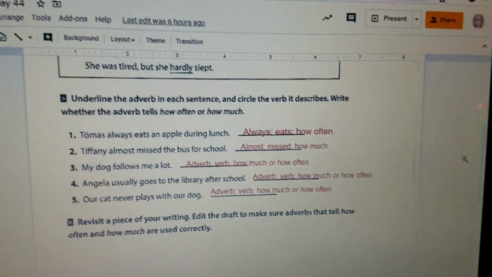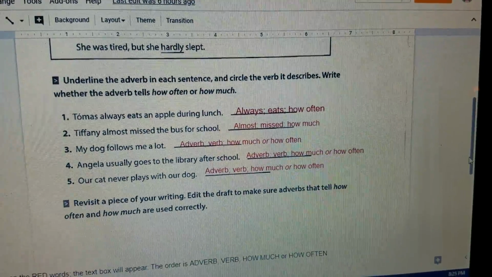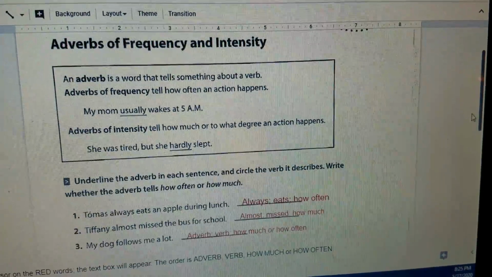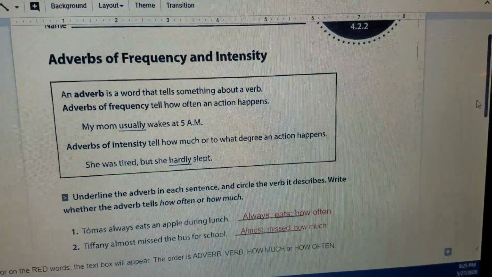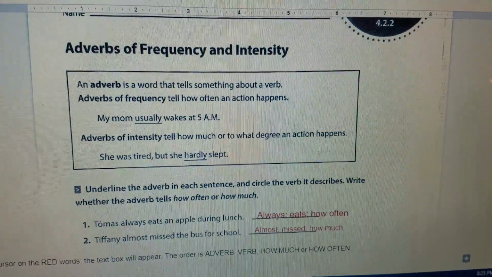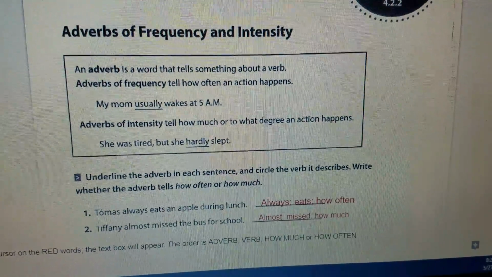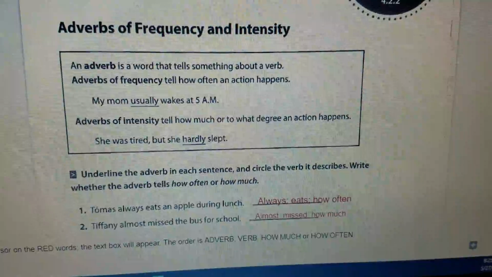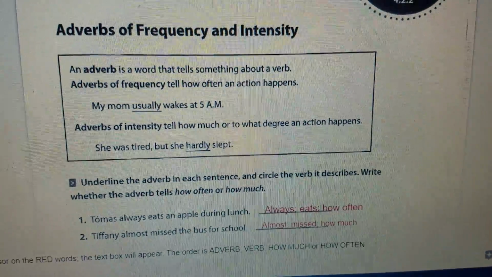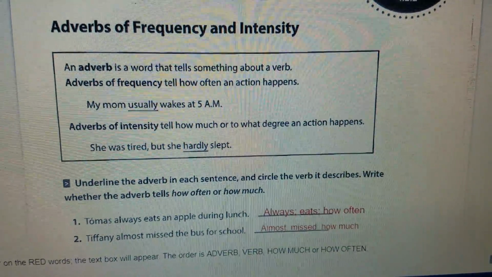All right, so adverbs are, of course, words that modify a verb in some way. So always you're looking for the verb and then asking yourself questions about what word is changing or modifying this verb. So an adverb is a word that tells something about a verb. Adverbs of frequency tell how often an action happens.